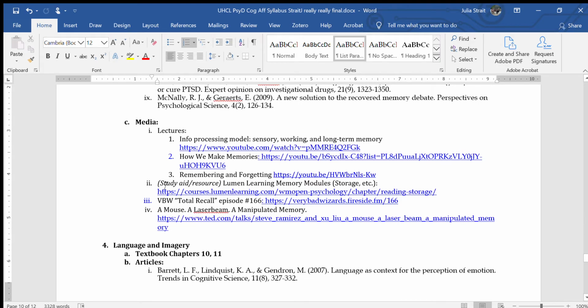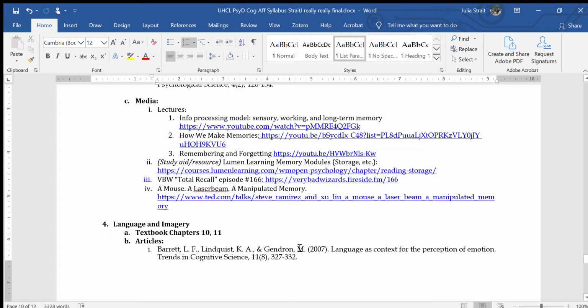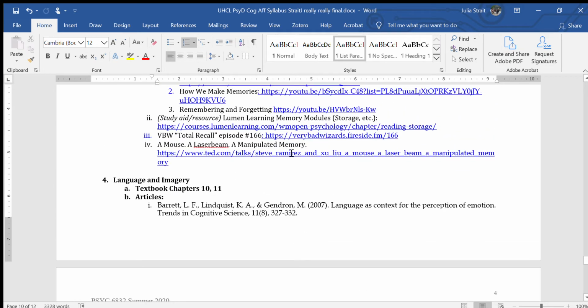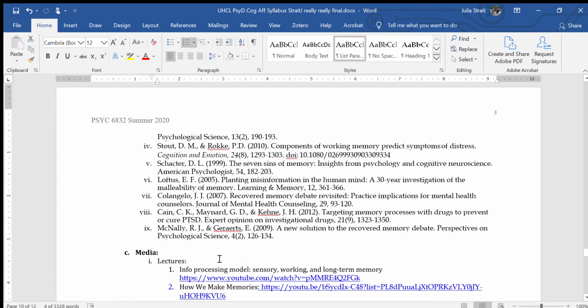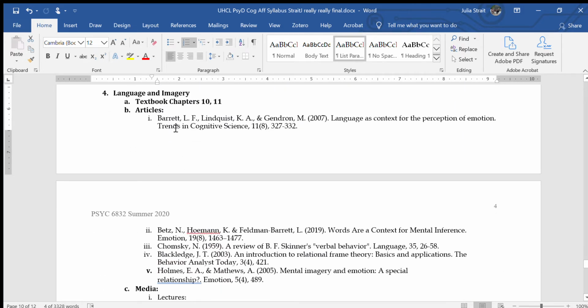I want to point out here that if it says study aid resource, that means you don't necessarily have to pore over it. It's just to help you in studying, because some of these basic theoretical and model ideas, some of these terms, might pop up on your quiz. Some videos are there too, and another Very Bad Wizards episode. I really love them. There's a few of them here.